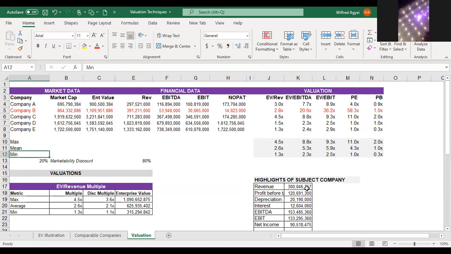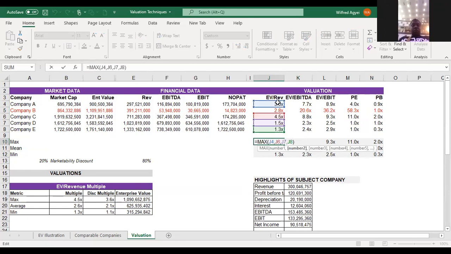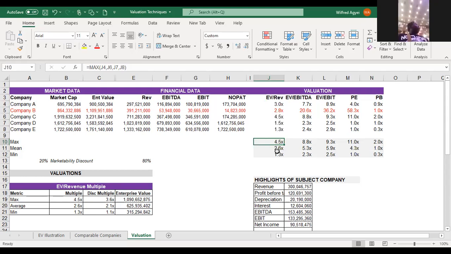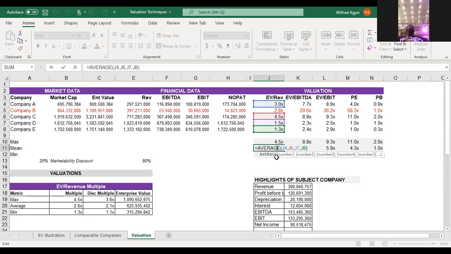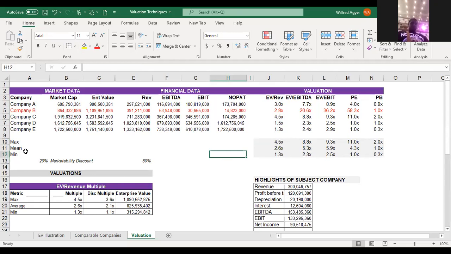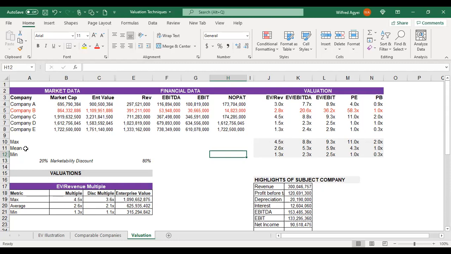So this is the maximum of all these companies with the exception of company B. Then this is the mean, the average value of all these companies with the exception of company B. Some people go ahead to add other metrics like the harmonic mean. There are so many that can be used. But at the end of the day, you have to make sure that the figures you are getting are quite close to each other. There shouldn't be so many outliers. Otherwise, it raises a lot of eyebrows with respect to the companies you used and whether or not you did the financial analysis well.